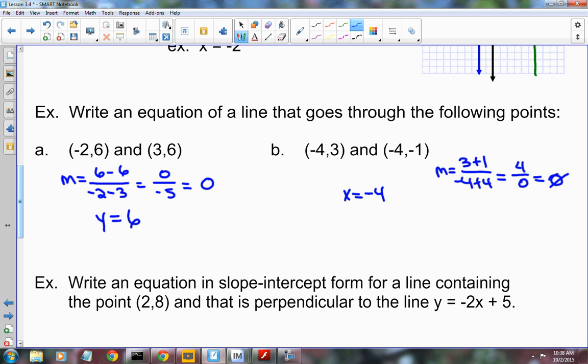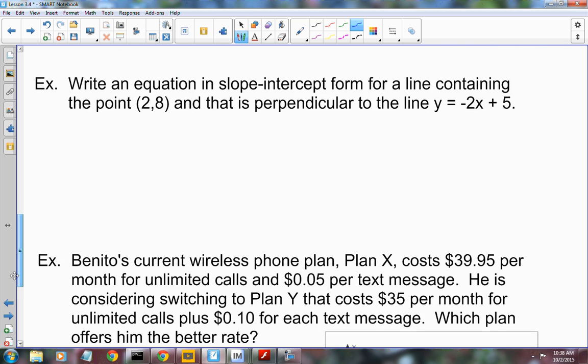Now, this problem right here, you will see one like this on your test, so you've got to make sure you understand how to do this. Write the equation in slope-intercept form for a line containing the point (2, 8) that is perpendicular to y equals negative 2x plus 5. What do I need to get from this? I need the slope. What's my slope going to be for this line here? Negative 2 over 1. So the slope of my line that's perpendicular to it is going to be a positive 1/2.